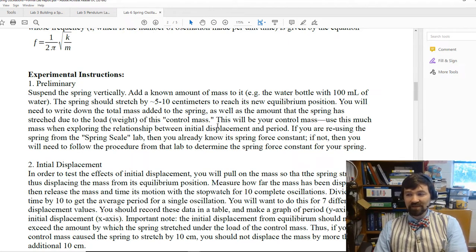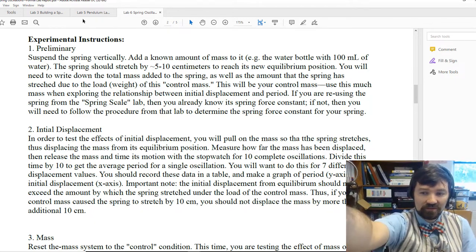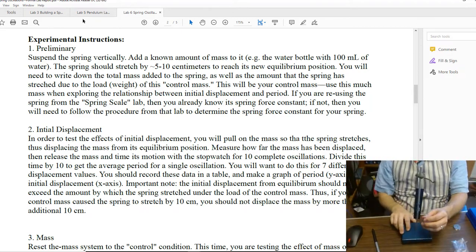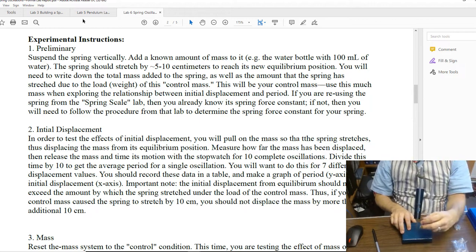So the instructions this time around are more like, here are your goals and here are some ideas for attaining those goals. Preliminary, you want to take your spring, again, this guy right here, or your version of this guy, suspend it, hang some known amount of mass on this.